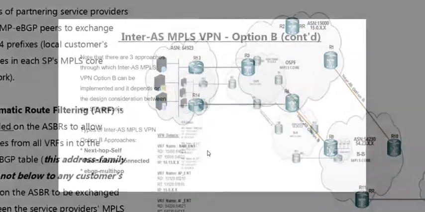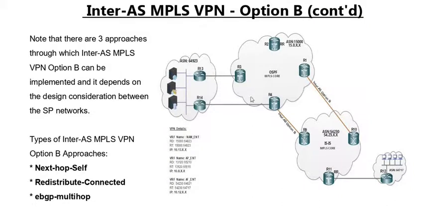There are different options that you may consider when deploying option B: the next hop self approach, the redistribute connected approach, and the eBGP multi-hop approach. In this video, I will do more of the next hop self. Then I will also do other videos that will capture how to use the redistribute connected and, of course, the eBGP multi-hop method of option B. Each of the options that you need to consider is dependent on the limitation or design consideration that you have in your network as a whole.